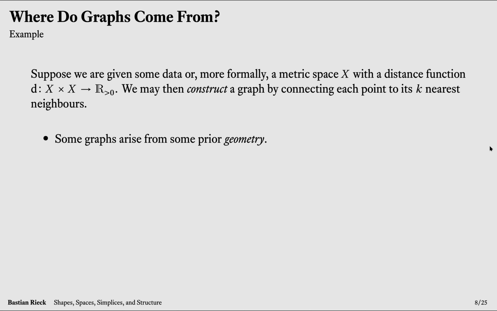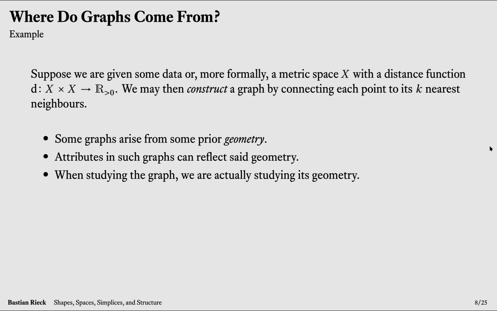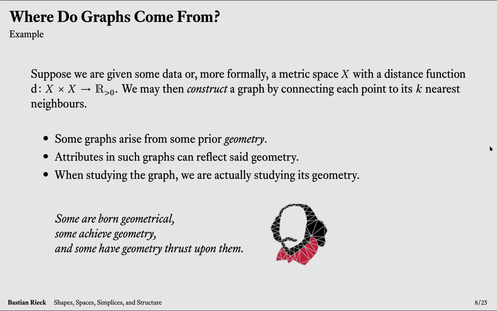And this is not true of all the graphs that we're dealing with, right? So I would go further and say that the attributes in the graphs that we create in that way actually reflect this geometry. And so when studying such a graph, we are actually studying its geometry. We are studying the metric space through this proxy of the graph. And through that proxy, something gets lost. We also gain something, of course. We gain something that we can actually deal with, namely this graph. But we should be aware that this conversion is potentially lossy. And the way I like to phrase this, because I really love the Shakespearean way of thinking about things, is: some are born geometrical, some achieve geometry, and some have geometry thrust upon them.